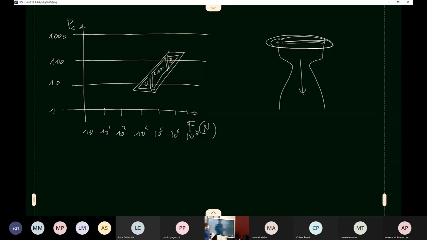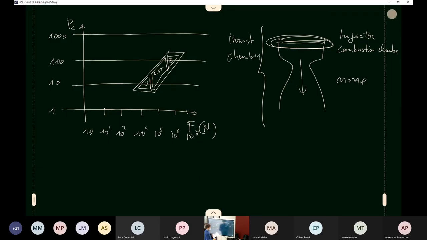So we identify the injector, the combustion chamber where we have the reaction, and the nozzle. All together makes the thrust chamber. But if this is the core component of a liquid rocket engine system, before talking about that, we have, as I already did, to talk about propellants.